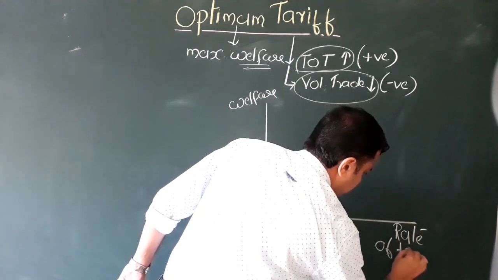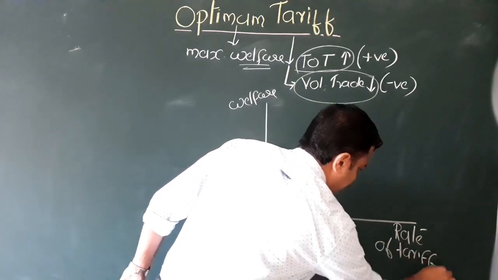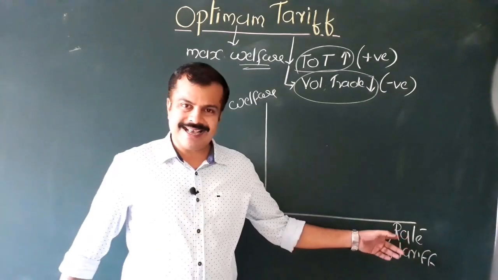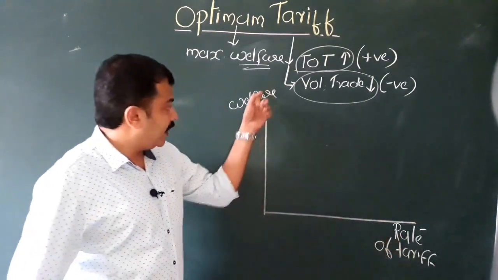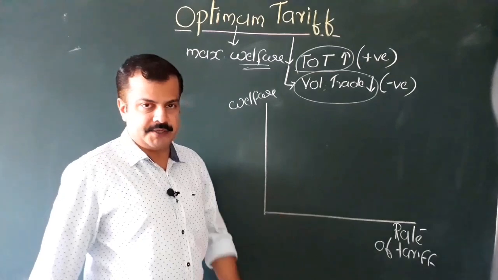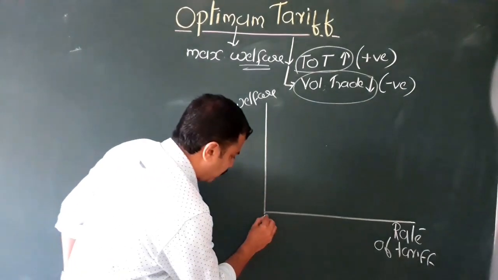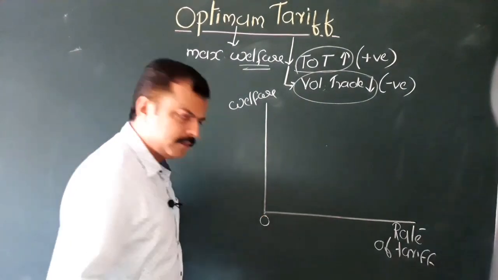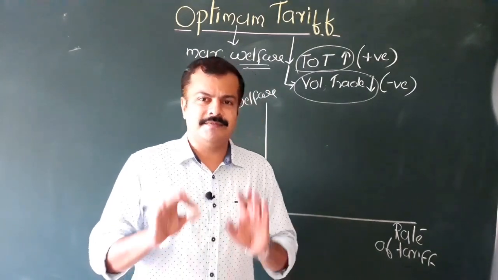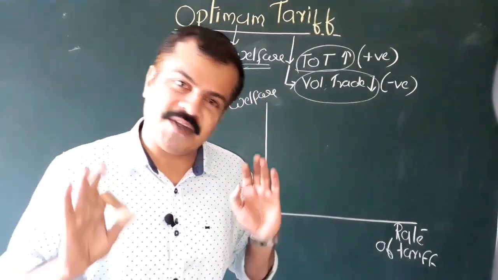Rate of tariff. So, on the x-axis we have the rate of tariff, and on the y-axis we have the welfare of the country. Now, let us suppose that the rate of tariff is 0. There is no tariff. That means we will start from the assumption of free trade, no tariff.